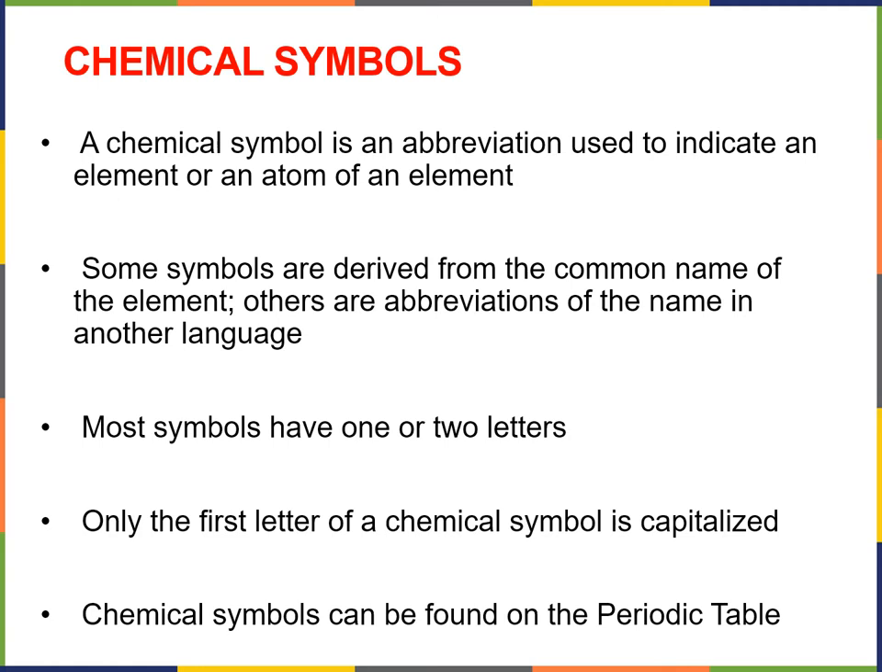Before we put this all together, we're going to take a quick look at chemical symbols. So a chemical symbol, as we mentioned, is an abbreviation used to indicate an element or an atom of an element. Some symbols are derived from the common name of the element. For example, hydrogen, as we mentioned, is H, and helium is He, lithium is Li. Others are abbreviations of the name in another language. For example, iron is Fe, which comes from the Latin ferrum, and lead is abbreviated as Pb, which also comes from the Latin plumbum, for lead. Most symbols have one or two letters. Only the first letter of a chemical symbol is capitalized. And the chemical symbols, if you want to find them, you refer to the periodic table.